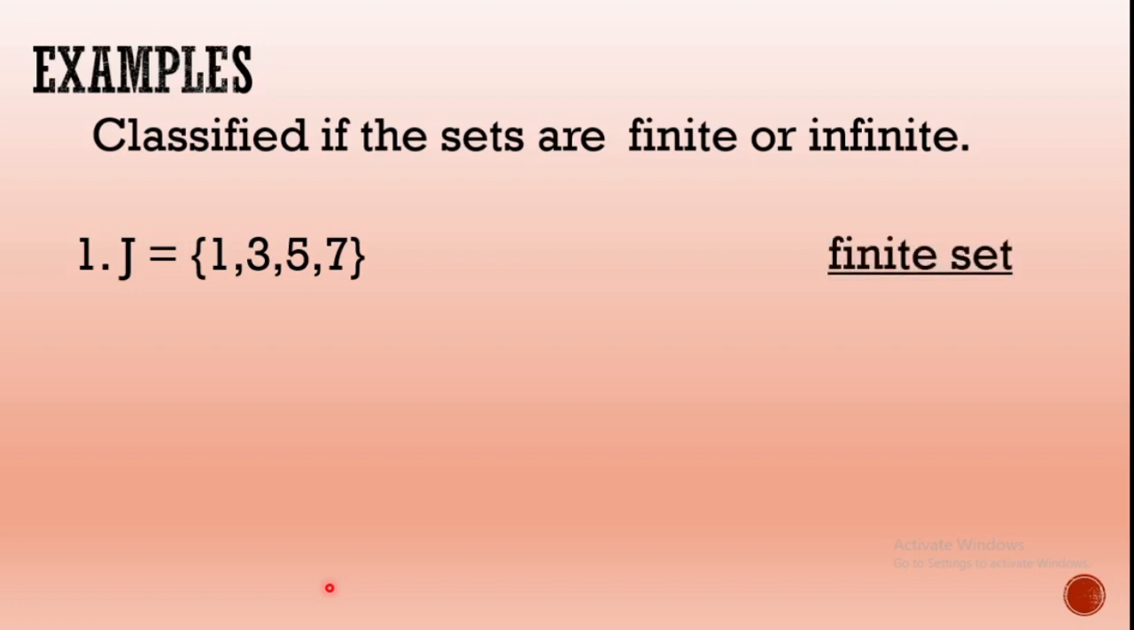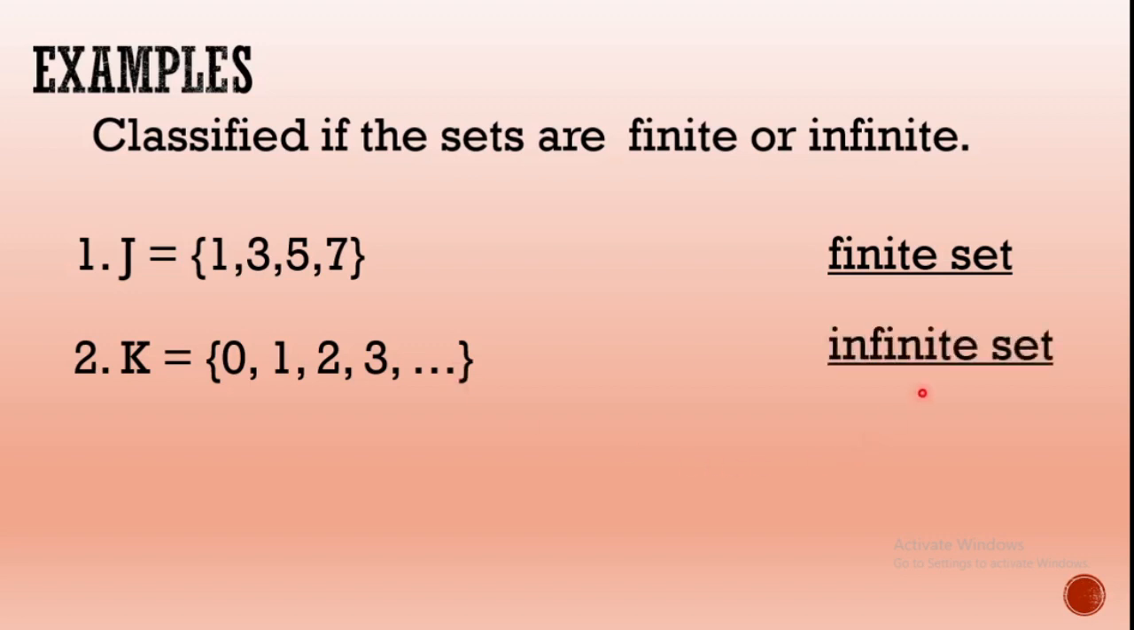Kasi kaya nating bilangin yung cardinality niya. Ilan ang cardinality ng set J? We have a 4 kasi 1, 3, 5, and 7. Number 2, set K. We have here the 0, 1, 2, 3, and as you notice, we have the ellipsis. Pag sinabi nating ellipsis, yan ay may kasunod pa. Hindi natin alam kung saan siya mahihinto. So, what do you think is this kind of set? Is it finite or infinite? Okay, so this is an infinite set kasi hindi mo alam kung saan hihinto yung ellipsis na to.